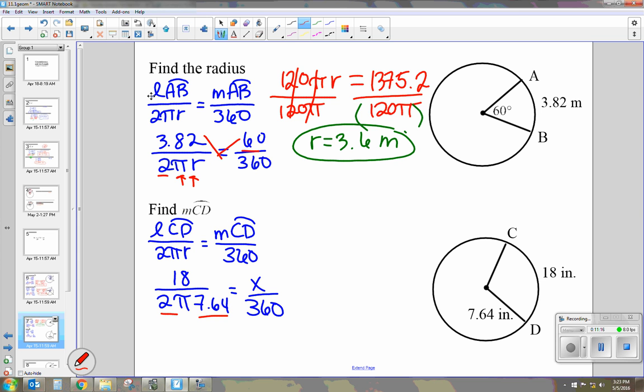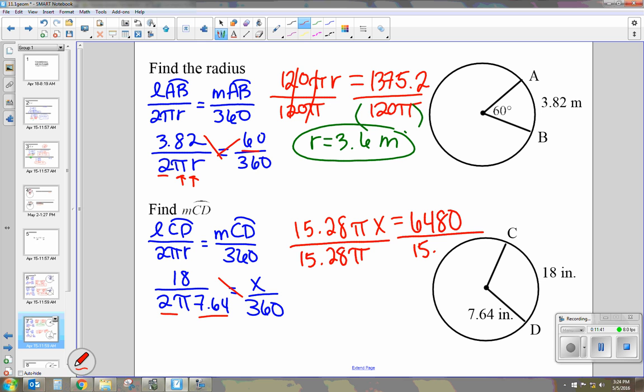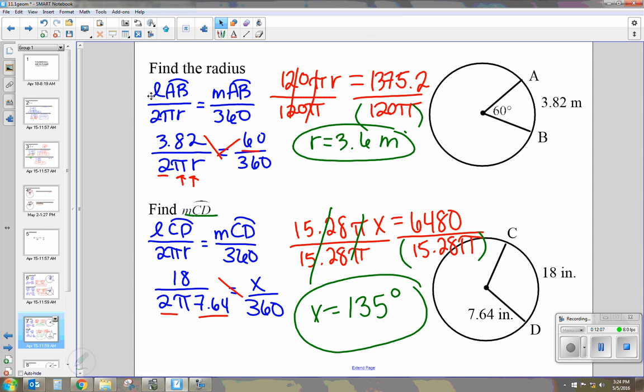We're going to multiply 2 times 7.64, which is 15.28. Don't forget your pi and your x. Then we're going to do 360 times 18, which is 6480. Our next step is to divide by 15.28 pi. Do not forget those parentheses in the denominator. So x will equal 6,480 divided by parentheses 15.28 pi, close parentheses, and we get about 135 degrees. We're looking for the measure, so this is in degrees. Be very careful with that unit on that one.